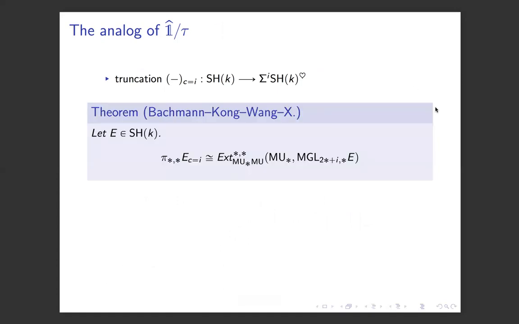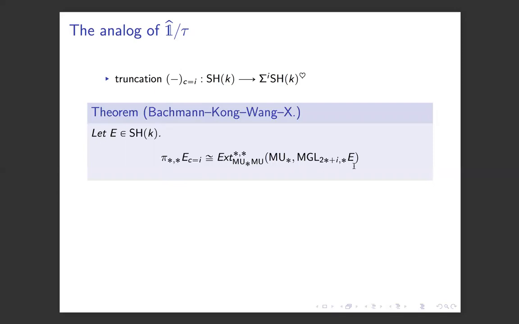So first, the crucial theorem that Bachmann, Kohn, Wang, and myself proved is the following. For any object in the motivic stable homotopy category over K, which doesn't have to be cellular necessarily, and its truncation, its bigraded homotopy groups we can describe completely in terms of its MGL homology.